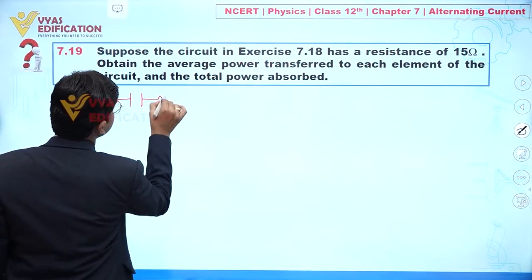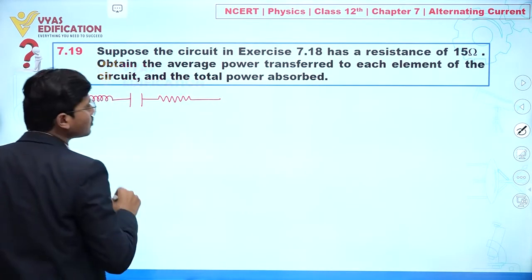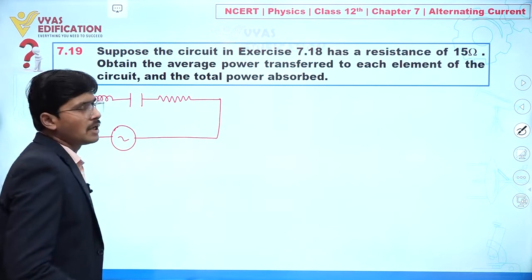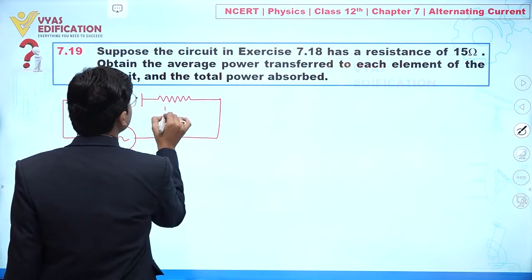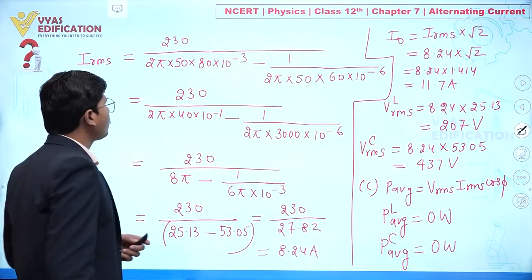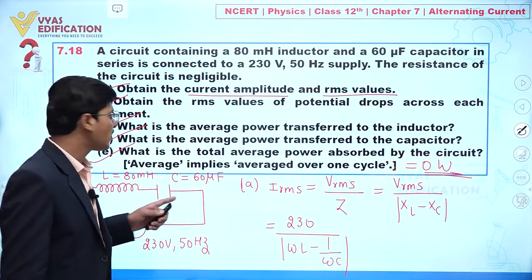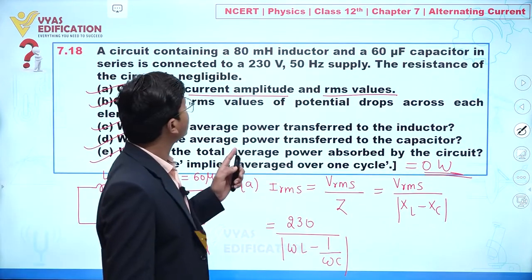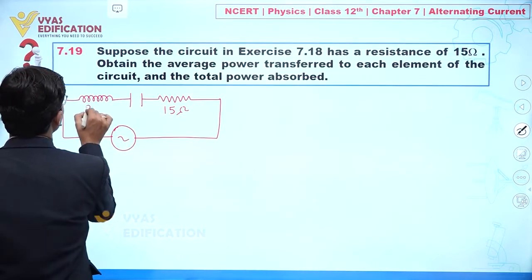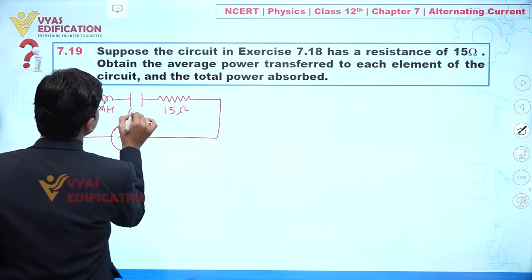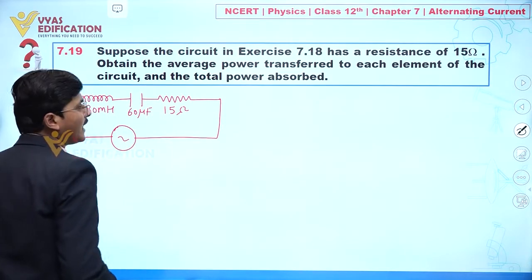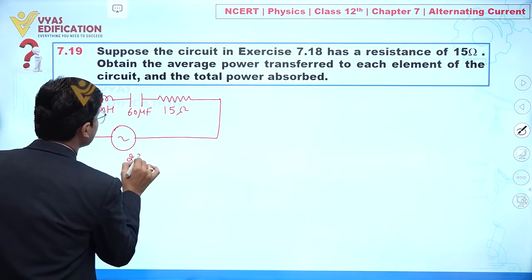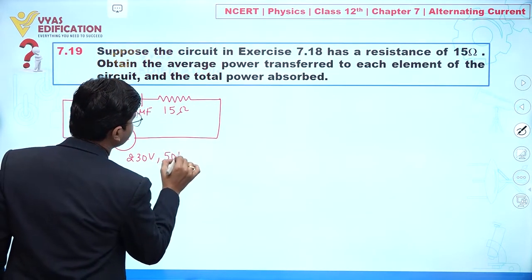Let's suppose this is a capacitor. Now we are connecting our resistance also with an AC source. The value of resistance is given to you: this is 15 ohm. What about the value of C? We are getting 60 microfarad and 80 millihenry. So this is 80 millihenry and this one is 60 microfarad. And what about the voltage source? 230 volt, and this is 50 hertz.